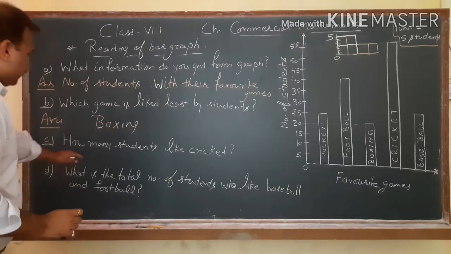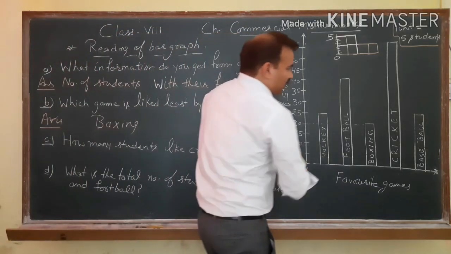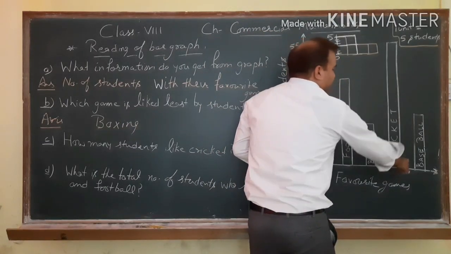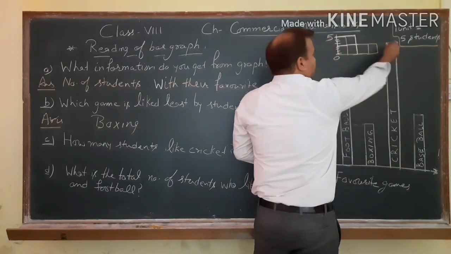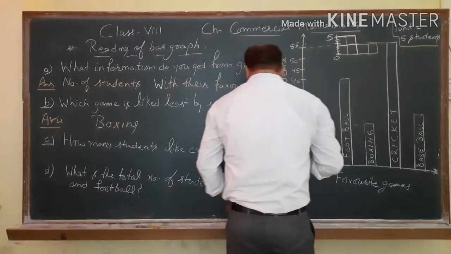Now next is, how many students like cricket? So how many students like cricket? Now we have to see the bar graph of the cricket. Now this is the cricket, and draw a straight line. This comes out on the 55.